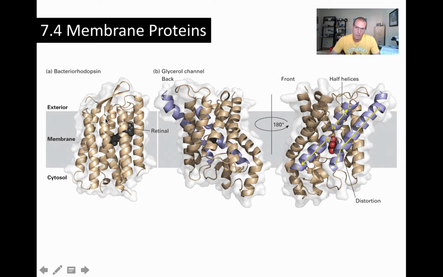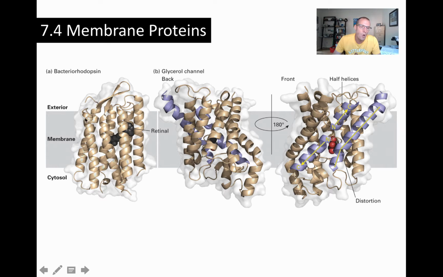When we look at multipass transmembrane proteins, these are proteins which are going to have helices which go back and forth, and so you may end up with the N and the C terminus on the same side of the membrane, or the N on one side and the C on the other, because these membrane regions go back and forth across, and these are often, if not always, alpha helical in shape.